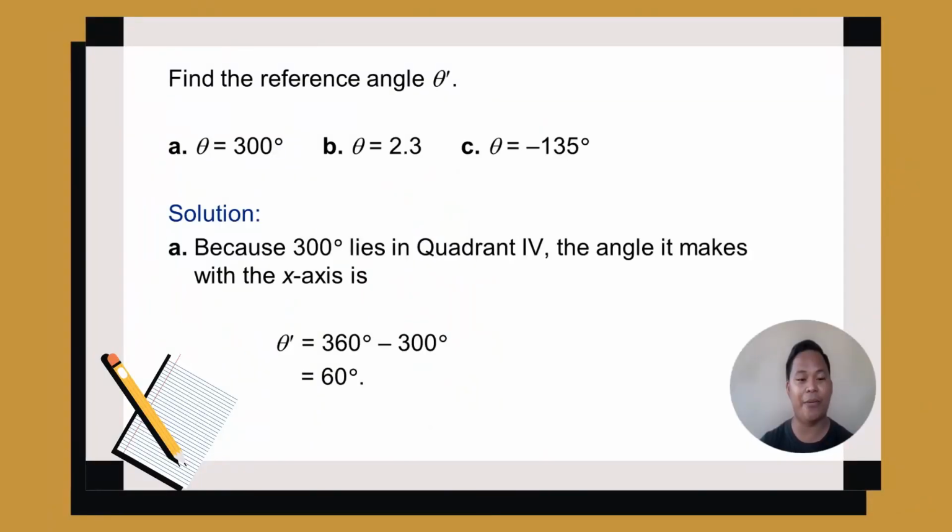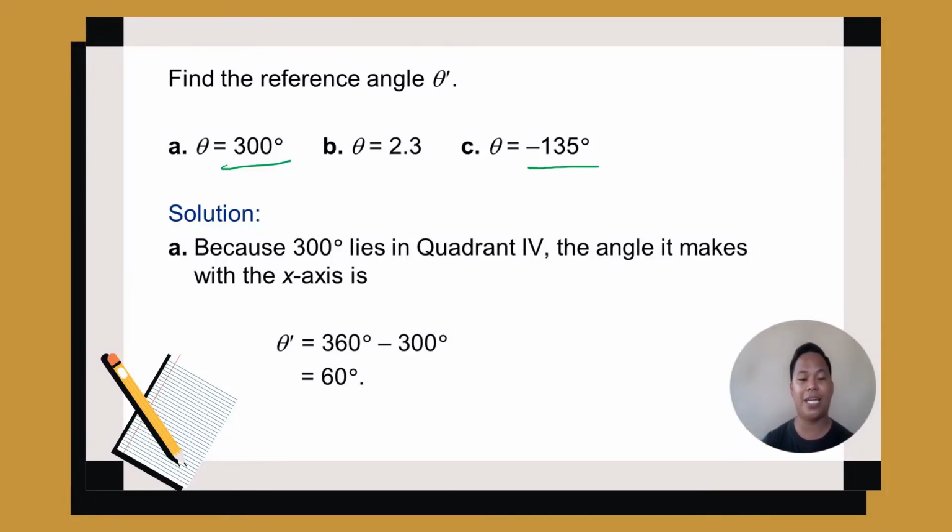Let's have these following examples. We need to find the reference angle of the given angle measured in degrees, measured in radian. Since kapag wala pong degrees na symbol here, ibig sabihin po, nasa radian measure po yung ating given angle. And for letter C, we have a negative angle po.